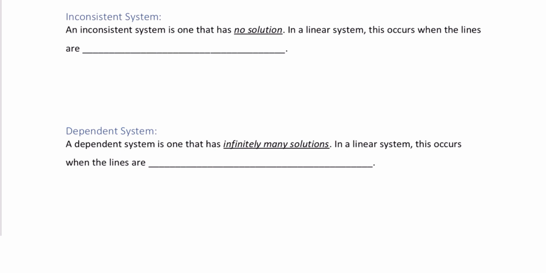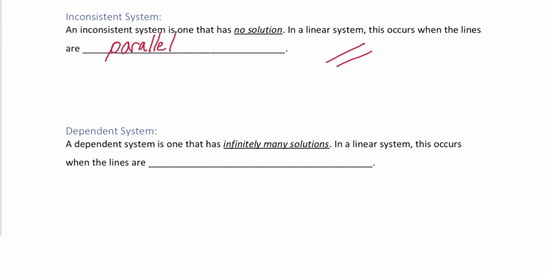An inconsistent system is one that has no solution. In a linear system, this occurs when lines are parallel. If you have parallel lines, they never intersect, and therefore there's no solution to the system.